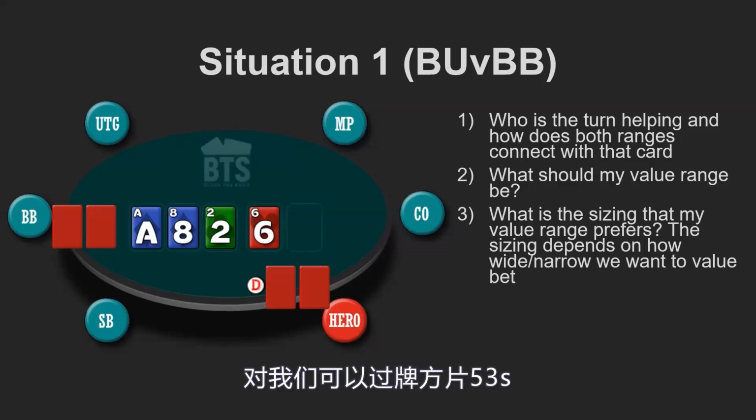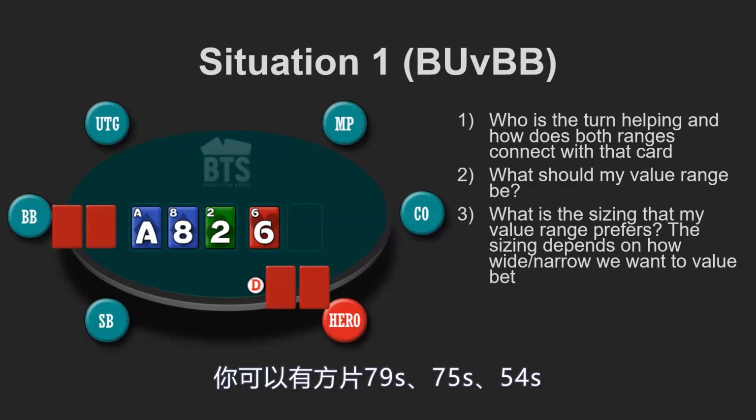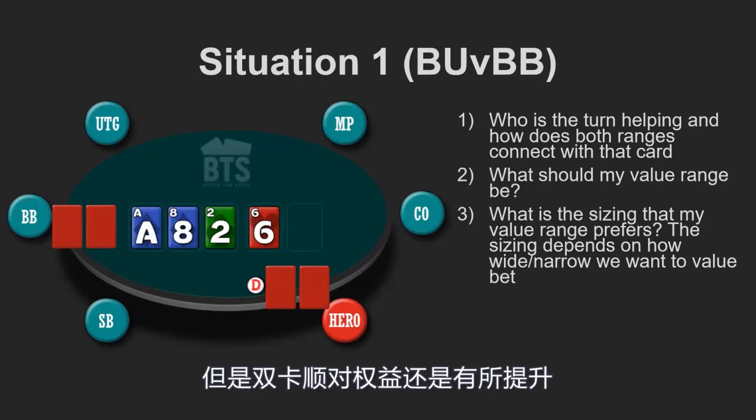Yes, Cesar, we can still check behind a hand like 5-3 of diamonds, because you're going to have so many combo draws, like 7-9 of diamonds, 7-5 of diamonds, and 5-4 of diamonds is even better because you have a double gutter and a 5-high flush draw. So we have to be selective with our bluffs.